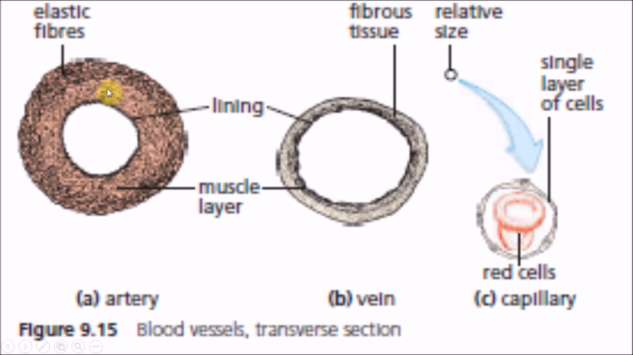Again, thick walls, elastic fibers and muscle for the arteries, small lumen. High pressure, can withstand the high pressure. Lumen of the vein is large and therefore it has thin walls. Mostly fibrous tissue, not a great deal of elastic fibers and muscle in the vein. The capillary is 1 cell thick. Red blood cells only just fit through and they can't get through the walls, but other fluids can.